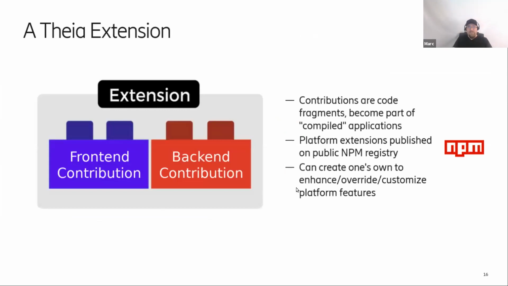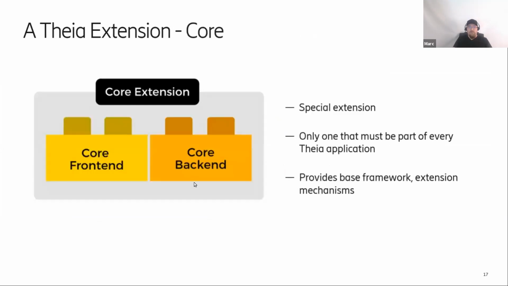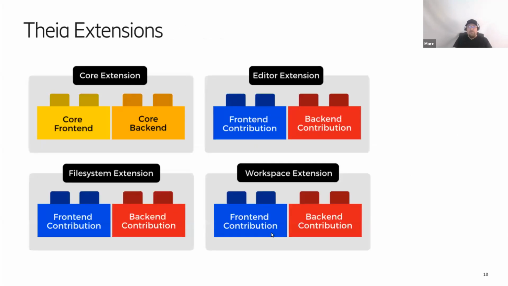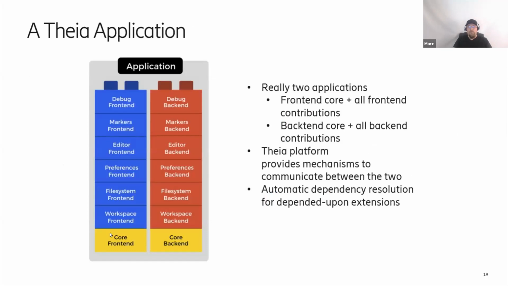What is a Theia extension? This is part of the modularity. It has a front end and a back end part that you can put together. There is one extension that is a bit special, the core, that contains most of the framework. So you pick extensions, including core and some others, and you put them together. You end up with one front-end application that has all the contributions that go to the front end, and a back-end application with all the contributions that go to the back end. These are two applications. The front end runs in the browser, and the back end runs on a machine through Node.js.